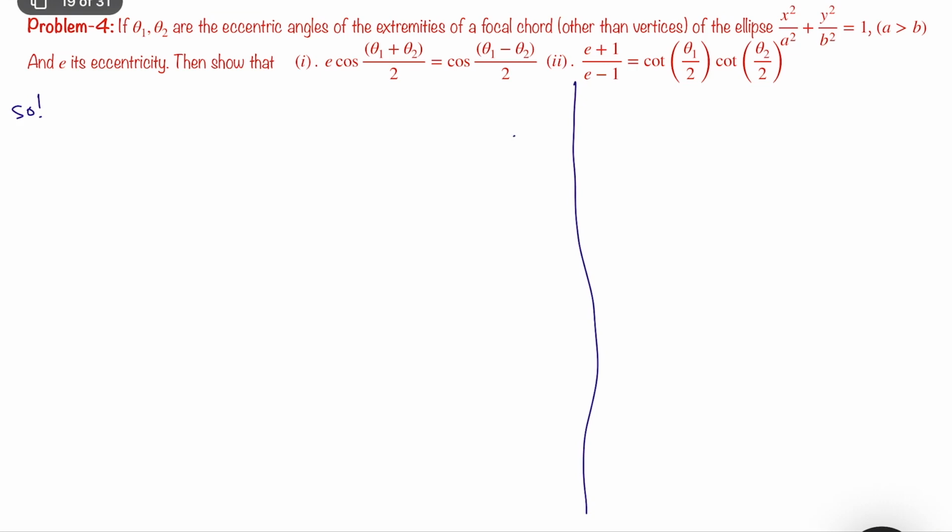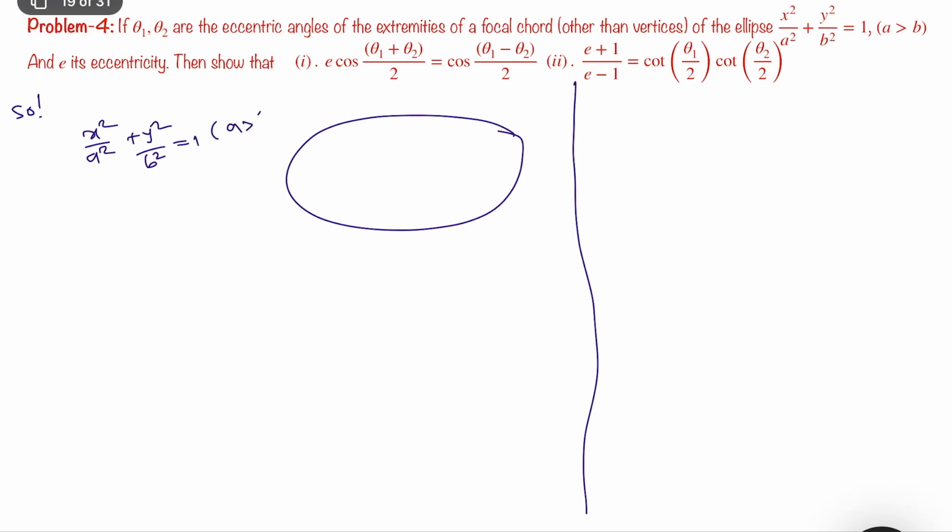Fine. Here we have a standard ellipse, whose equation is x square by a square plus y square by b square equal to 1. Here we have the a greater than b case, so we have a short and fat ellipse like this. Here is the center. Let us say this is the focus whose coordinates are (ae, 0).